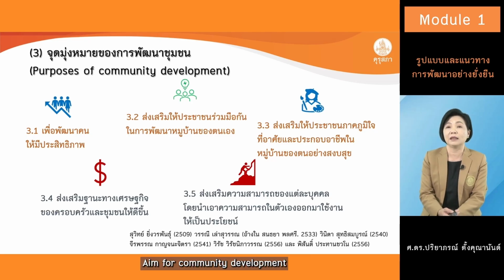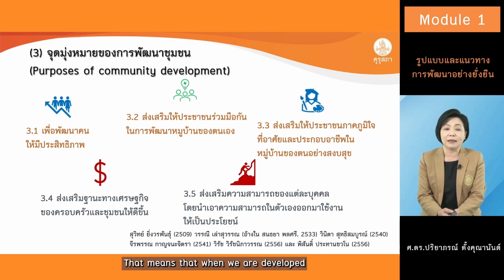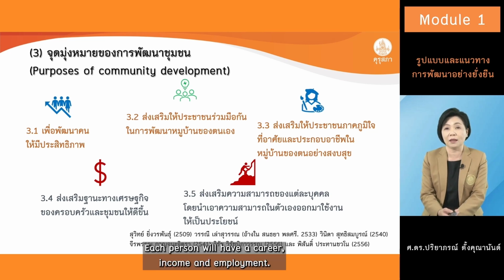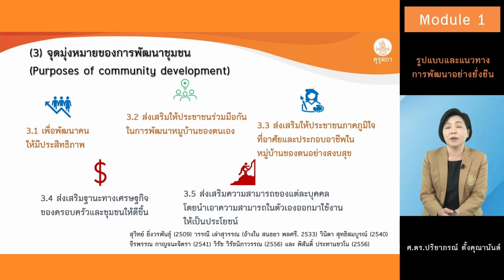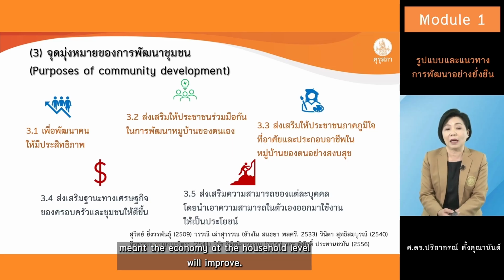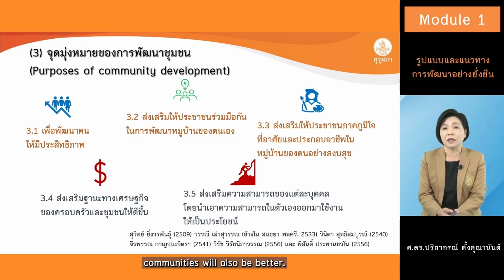Aim 4. Community development is to promote the economic status of families and communities. That means that when we are developed, each person is already developed. Each person will have a career, income, and employment. And when there is income and employment, the economy at the household level will improve. When the economy at the household level improves, communities will also be better.